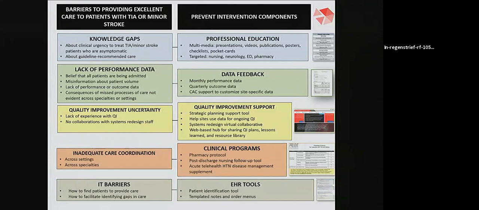And there were 5 components of the quality improvement program: professional education materials to train the providers on the current guideline care. Data was a huge component because there was no data, and other than manually abstracting it yourself, there was no way really for folks to get any feedback on their performance. So an automated way to get performance data was created. With quality improvement support, we strategically placed an external facilitator dedicated to providing support to the groups. There were some clinical specific protocols, like a pharmacy protocol. And then finally, there were a number of electronic health record tools, like a patient identification tool or electronic templated notes that were available to the different teams to locally adapt.